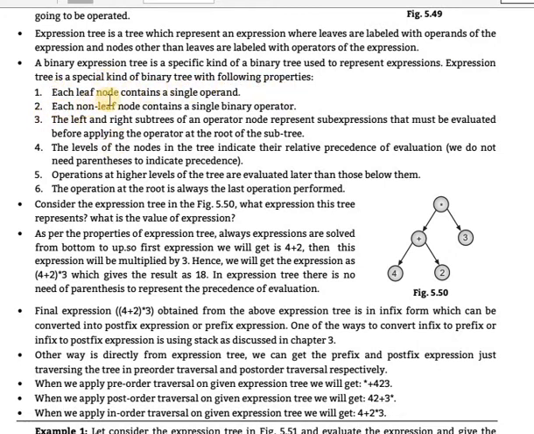Okay. Each leaf node contains a single operand. Each non-leaf node contains a single binary operator. The left and right subtree of that operator node represent the sub-expressions that must be evaluated before applying the operator at the root of that subtree. The level of the nodes in the tree indicates their relative precedence of evaluation. We do not need parentheses to indicate that precedence.